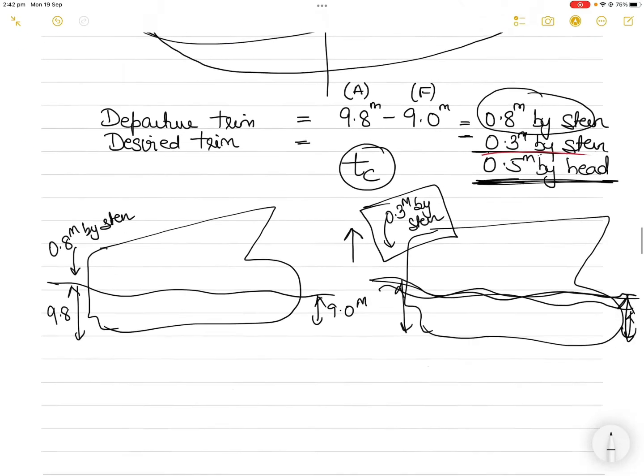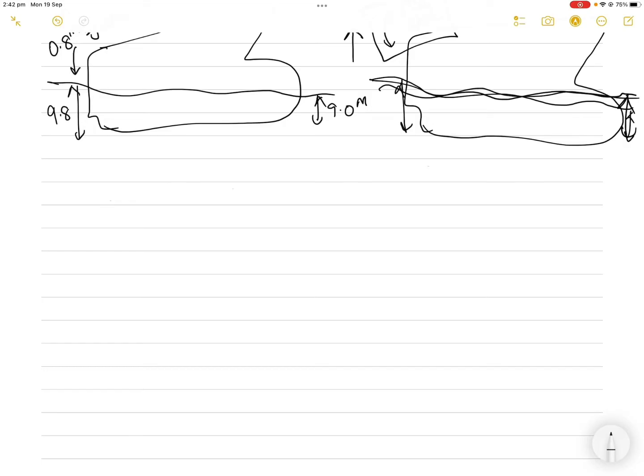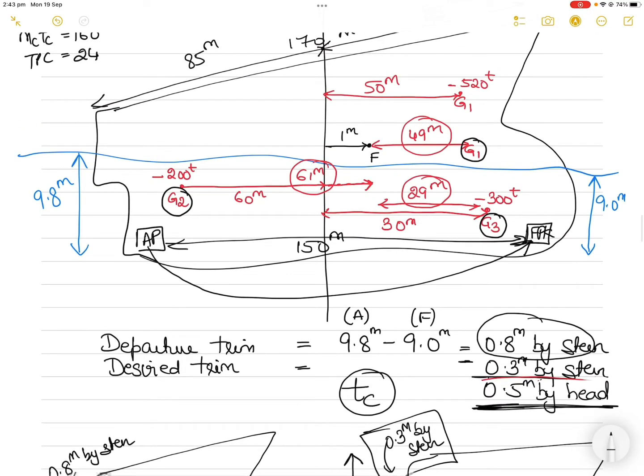All right, let's summarize this here. Let's call it consumption, similar to discharging, because weight is getting off the vessel. So we'll call it minus 520 tons, minus 200 tons, and minus 300 tons. Distance from center of flotation, we have already determined. For G1, that is 520 tons, it is 49 meters from F to G1.